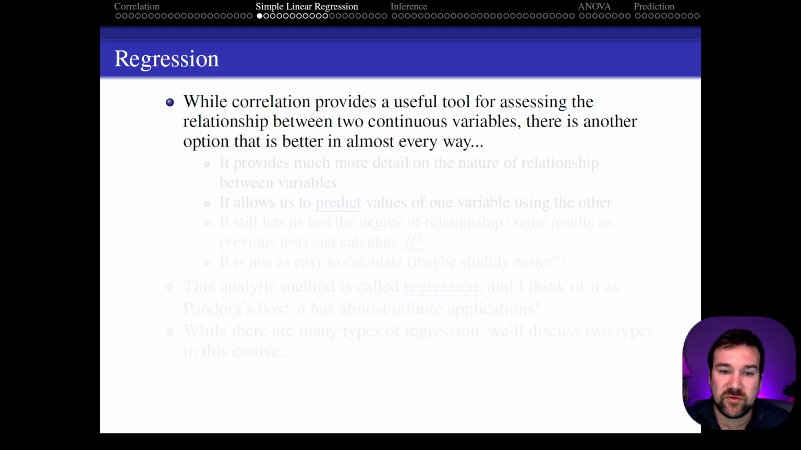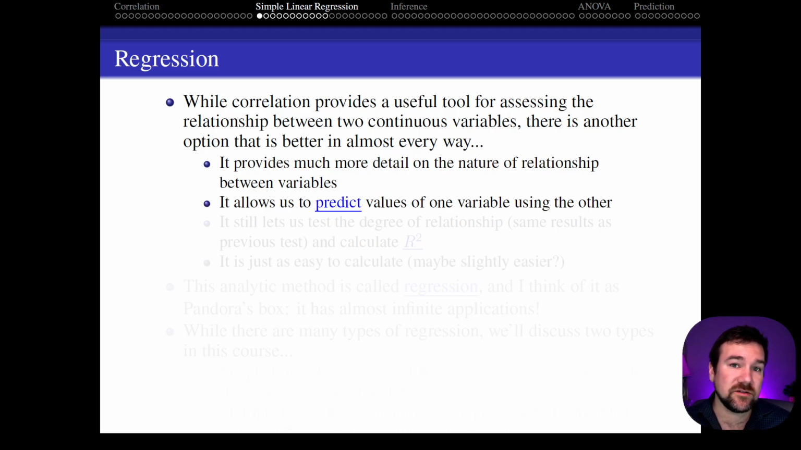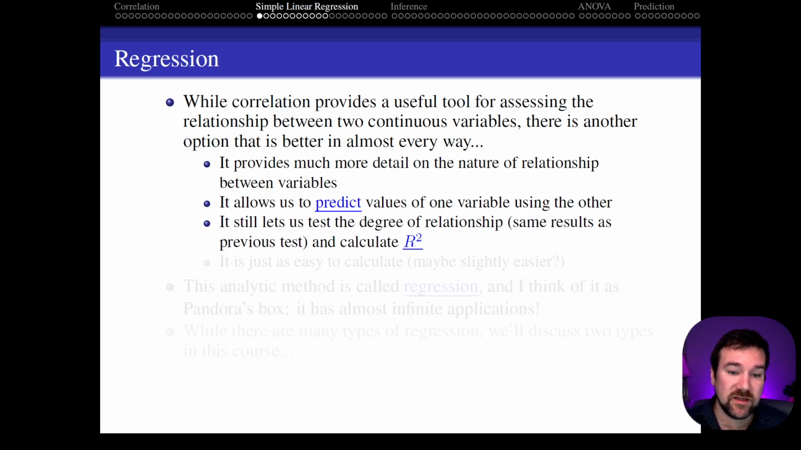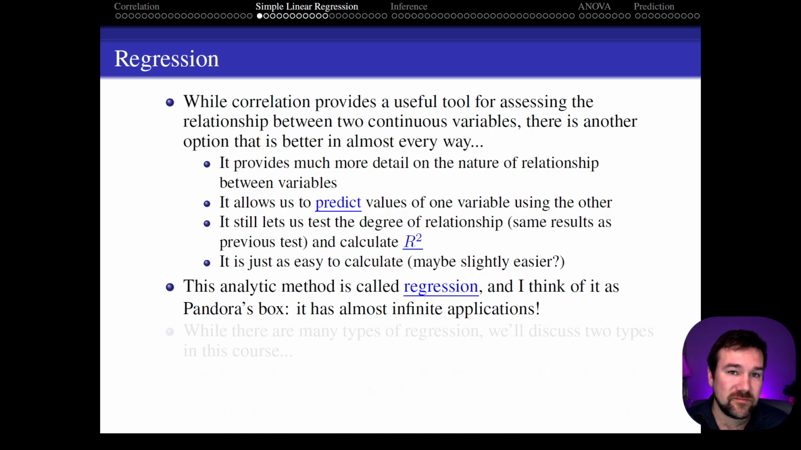So correlation provides a useful tool for looking at the relationship between, remember, two continuous variables. But there's another option that's better in almost every way. It provides more detail in the relationship. It allows us to do more things with our model, such as predict. It still lets us test the degree of relationship and calculate the proportion of variance in one variable explained by the other. And it's just as easy to calculate, or maybe even easier. So this method is called regression.